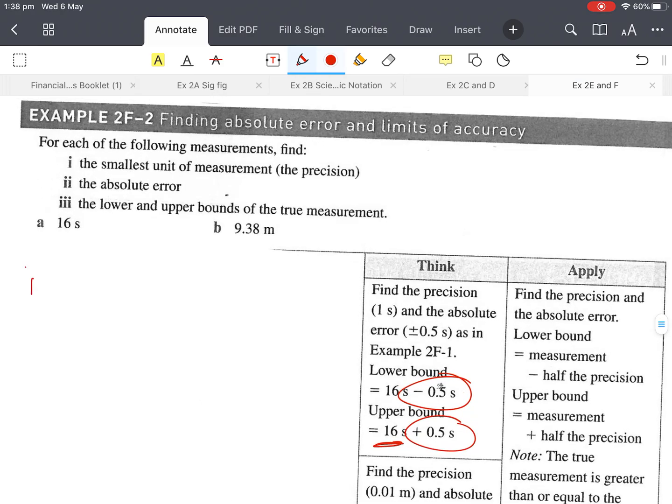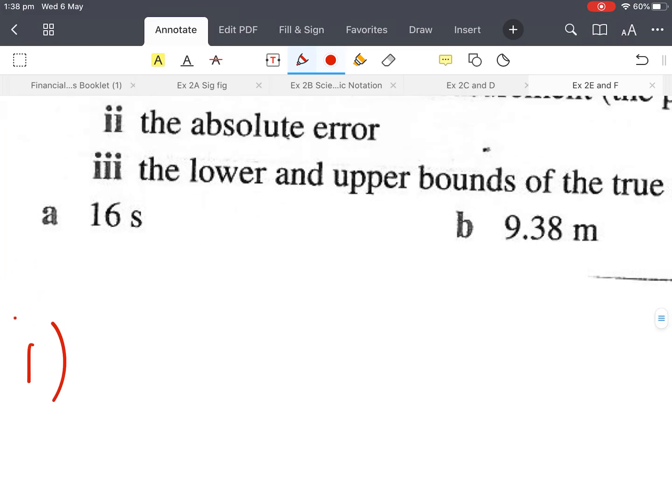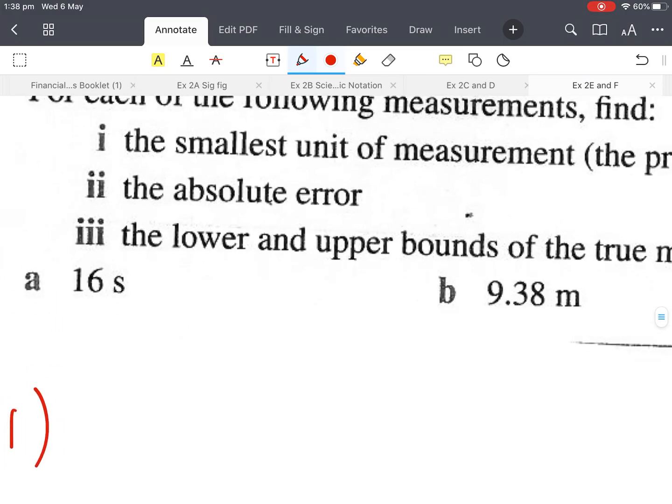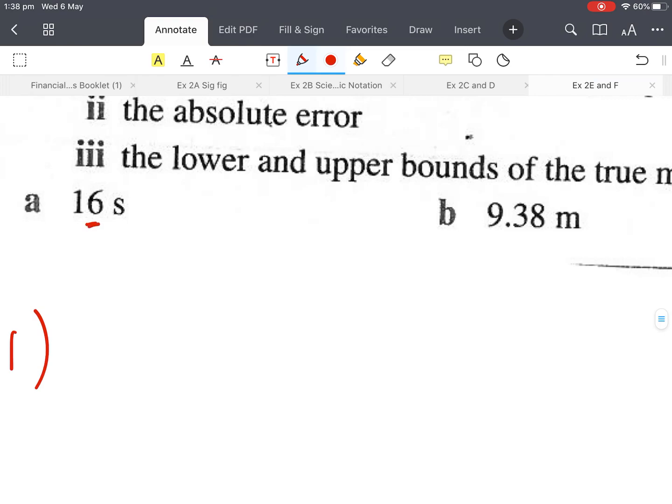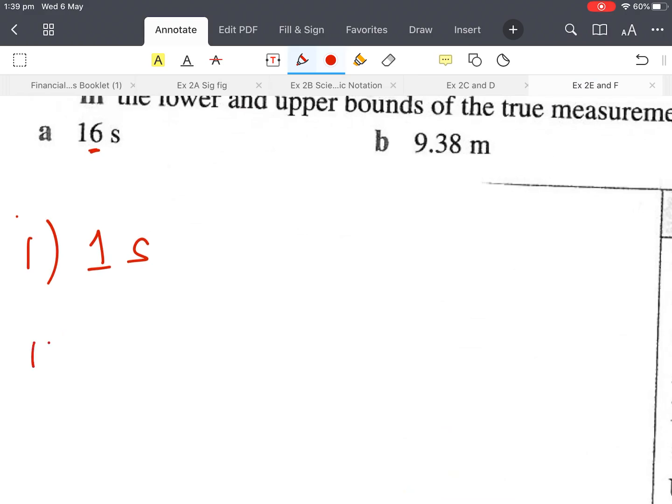So I'll make this bigger so it's a bit neater. So I is asking me for the smallest unit of measurement. So the 16 seconds smallest unit is the units position and place value. So 1 second is the smallest unit. So therefore the error is going to be 1 divided by 2, or 1/2 second. Don't forget the plus and the minus like I have.